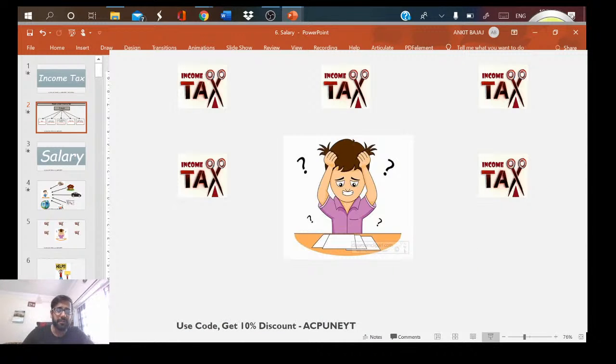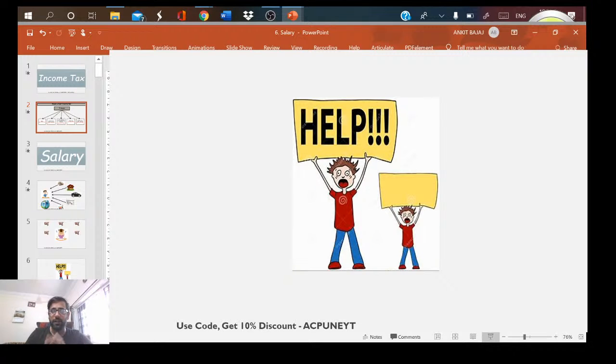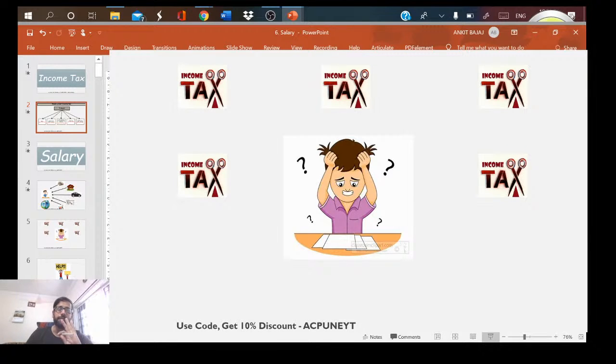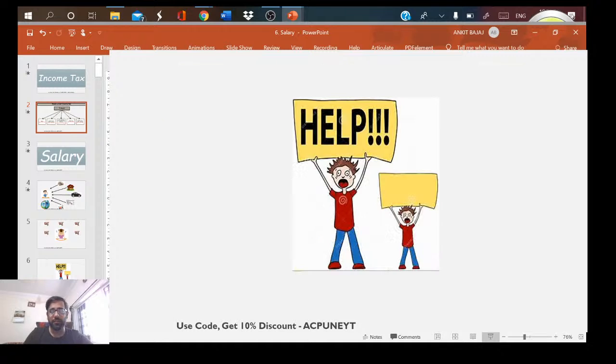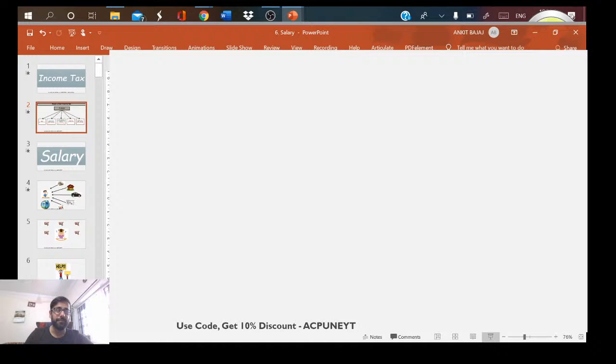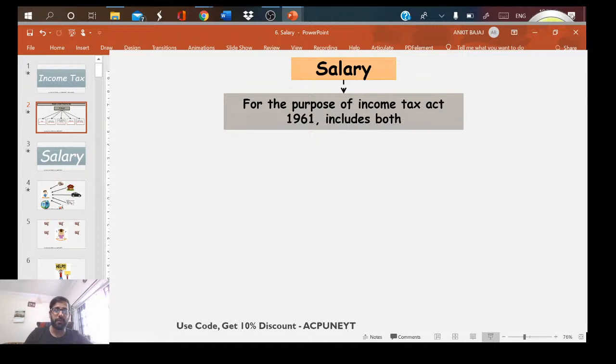Now he's very confused. Sir, why is he confused? He doesn't know whether, apart from salary, the other benefits he's receiving will be taxable under salary or not. So we have to help Mr. Tom by clearing his confusion about whether these components will form part of salary or not.